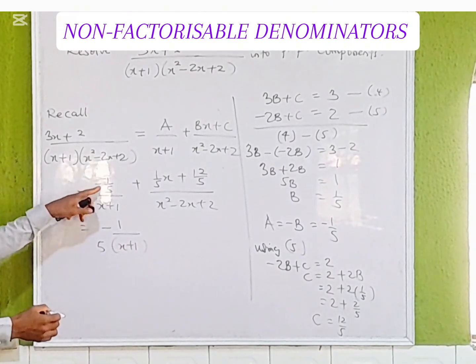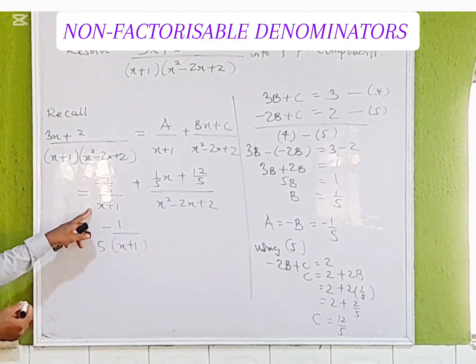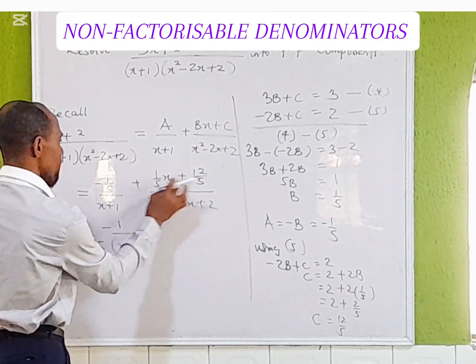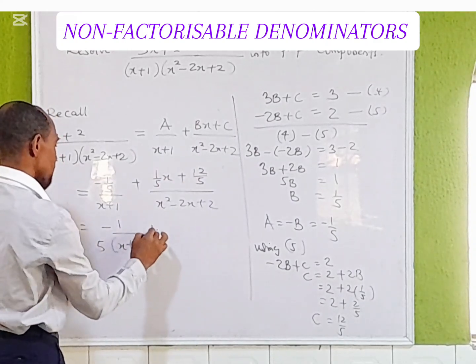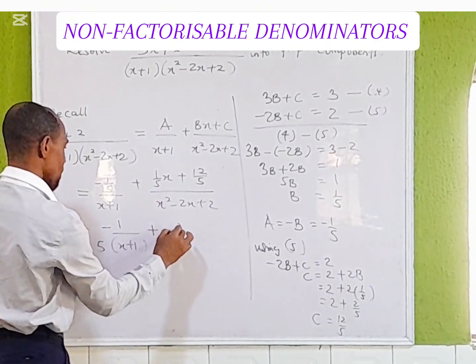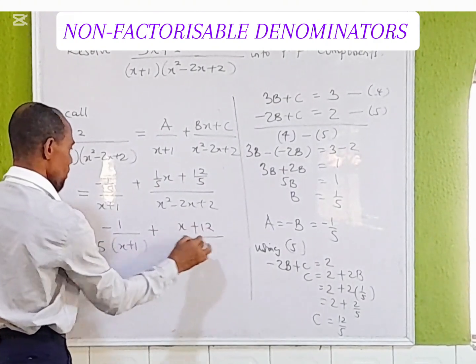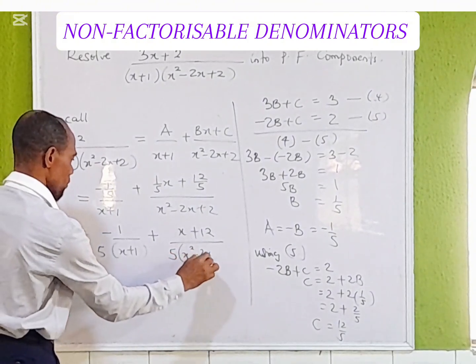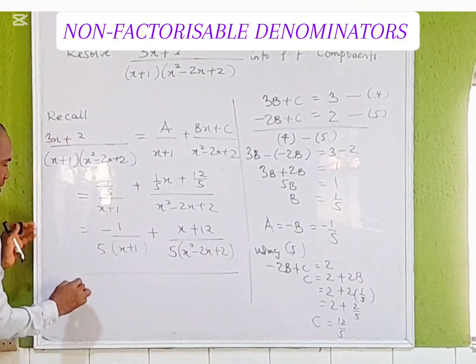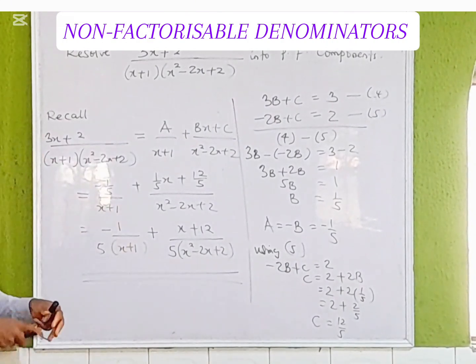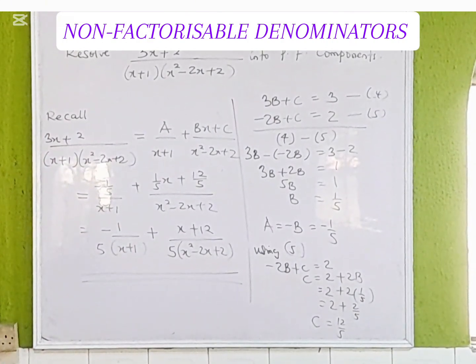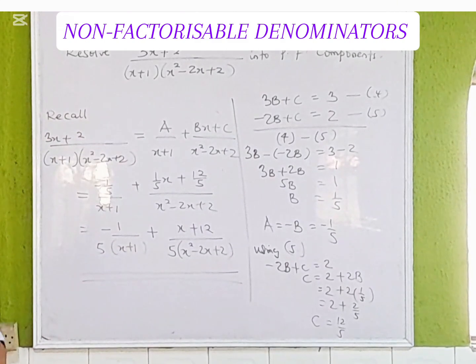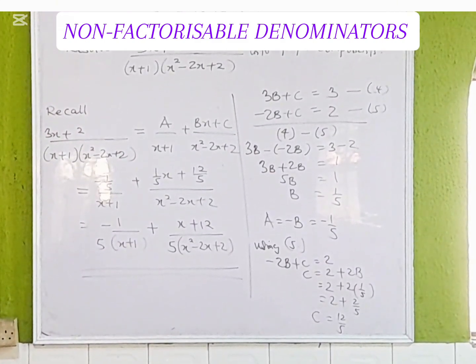Writing this in a proper way, this denominator can actually come here. Then similarly, we have 5 as denominator common to both terms here. We can simply say x plus 12 left as numerator, then the 5 comes here, x squared minus 2x plus 2. And that is the last stage of the solution to this important example, demonstrating how to go about it. We have non-factorizable denominators in partial fractions.